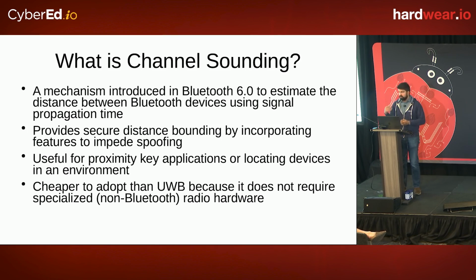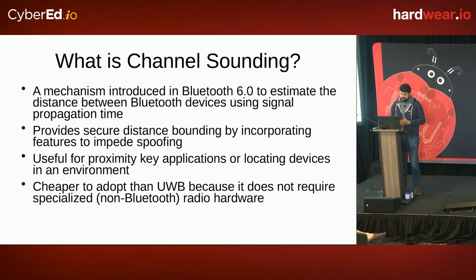For example, if you want to walk up to your car and you want it to unlock when you get close to it, you don't want an attacker to be able to fool the car into thinking that you're nearby when you're really not. Same thing for, say, accessing a house or going into a building. There are other applications of channel sounding too, since channel sounding enables substantially better precision in distance than past approaches. So it's also useful just for localization to figure out where a device is within an environment.